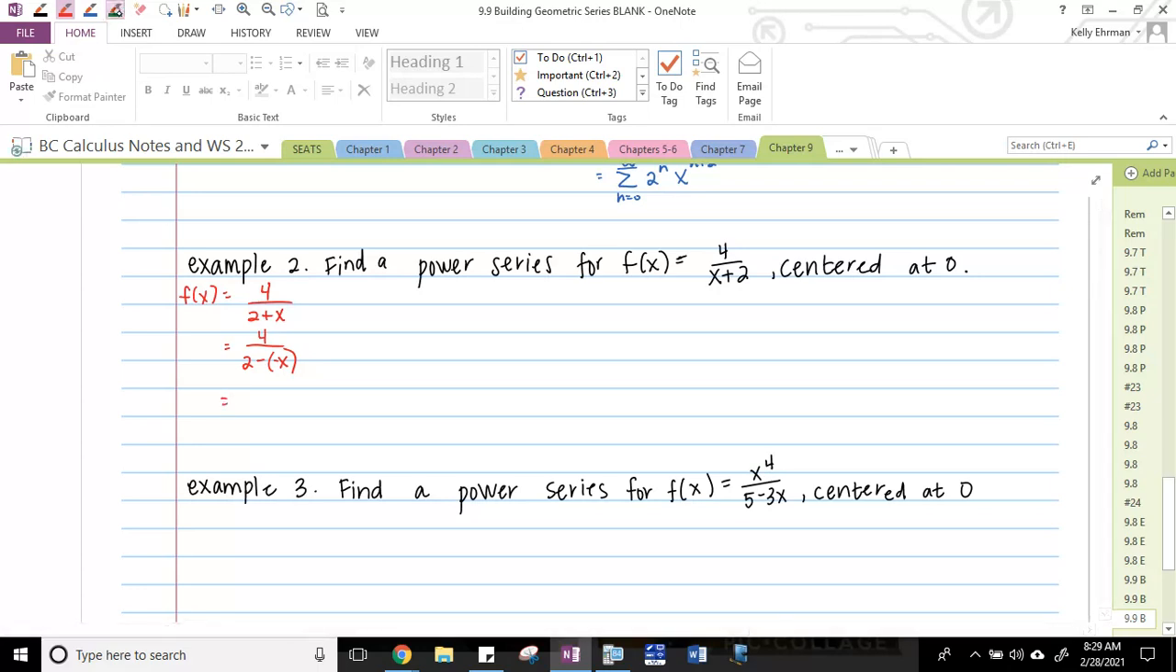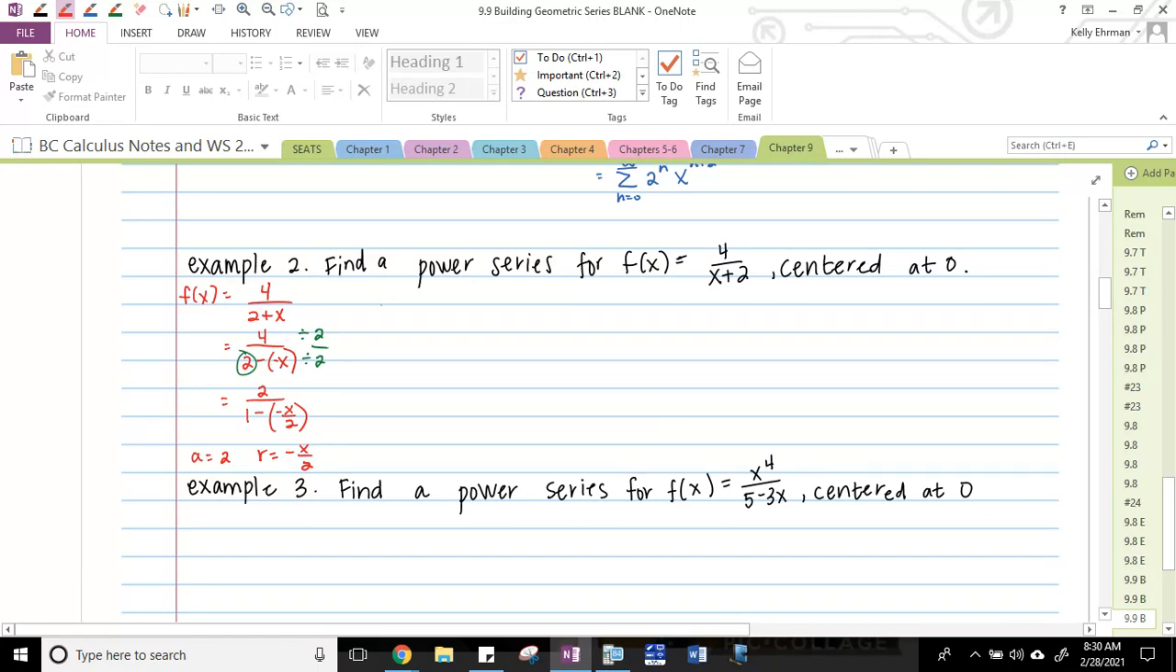The next step is to divide by 2 in the numerator and the denominator, because I want this 2 to be a 1. So 4 divided by 2 is 2. Sometimes you get a fraction up there, like if that were a 5, I would just write 5 over 2 up there. 2 divided by 2 is 1, minus negative x divided by 2 is negative x over 2. Now that I have it in this form, a over 1 minus r, I like to write down a is 2, r is negative x over 2.